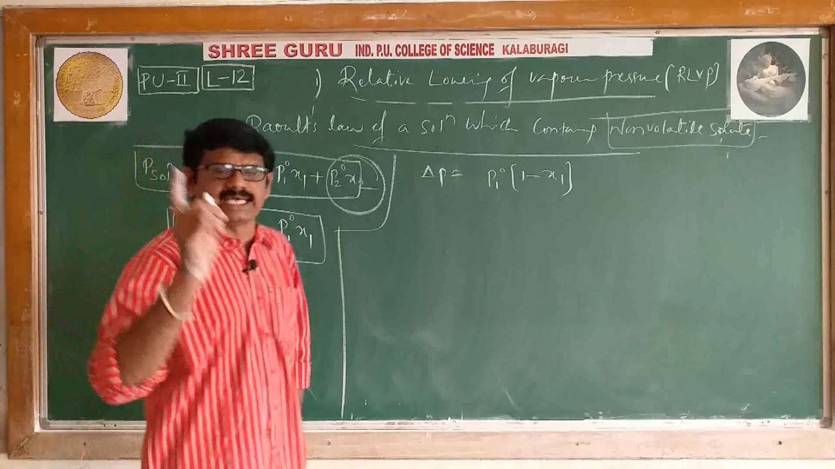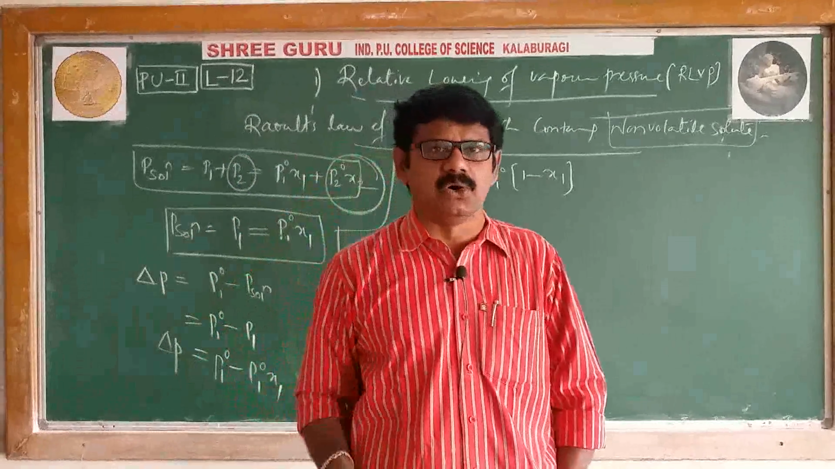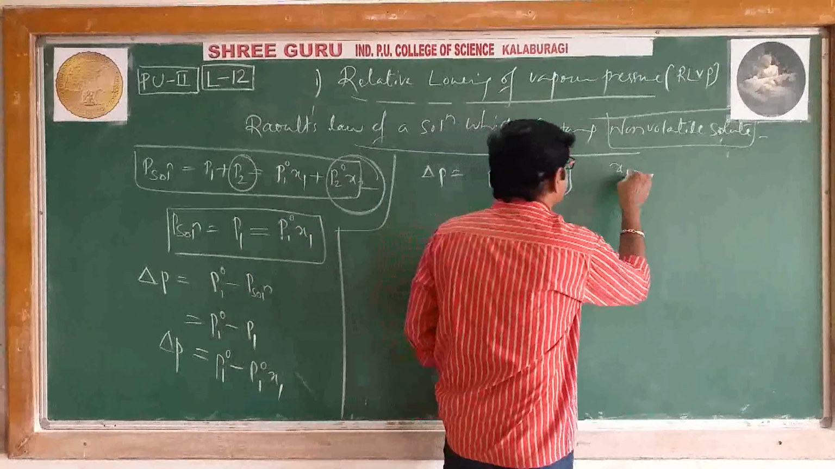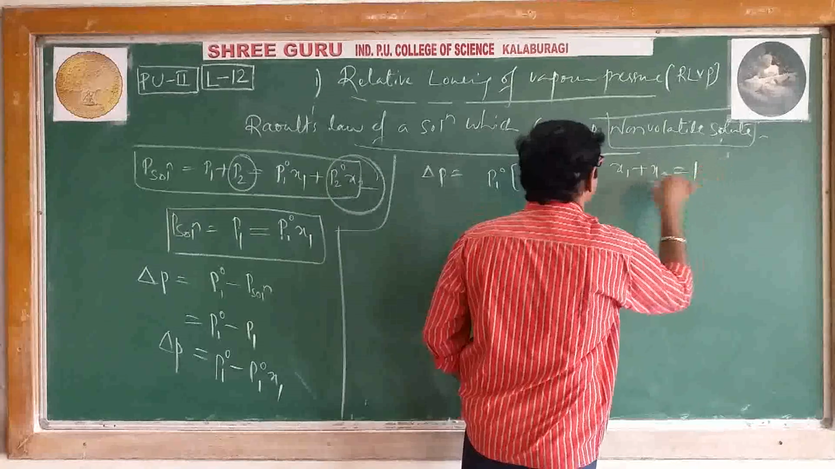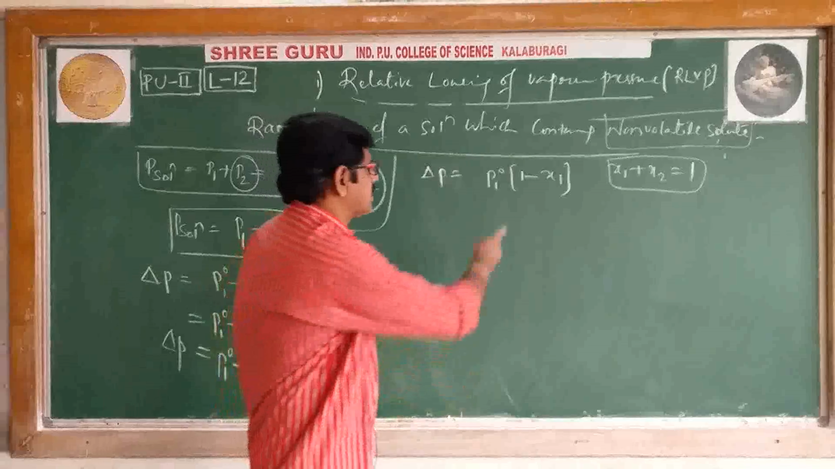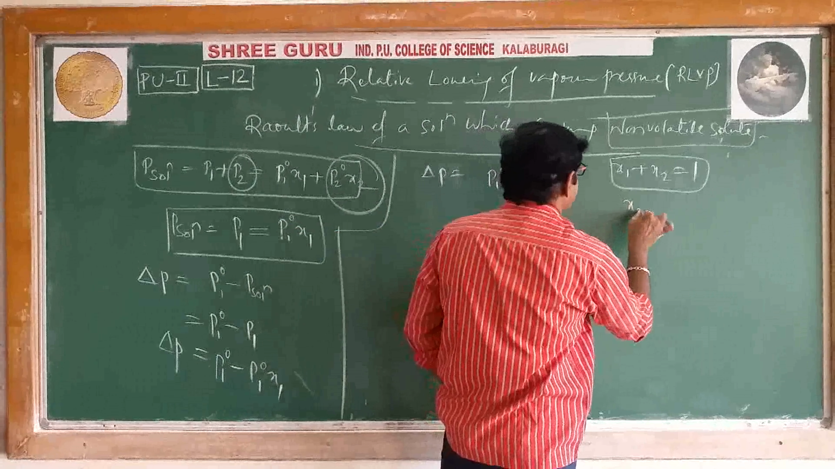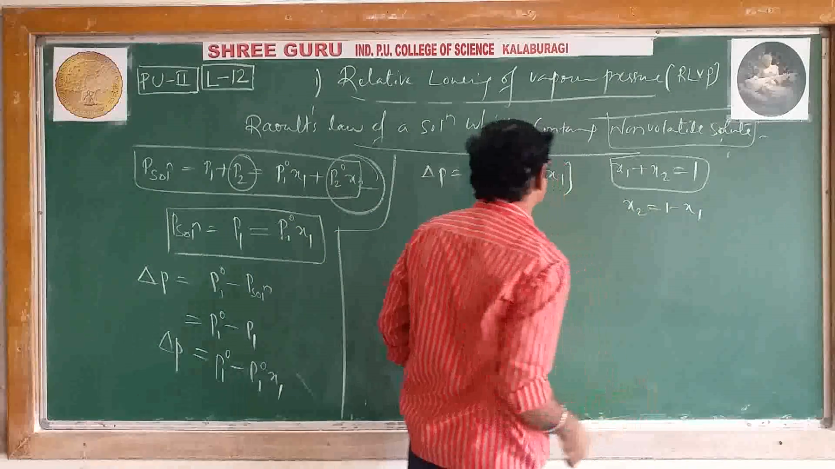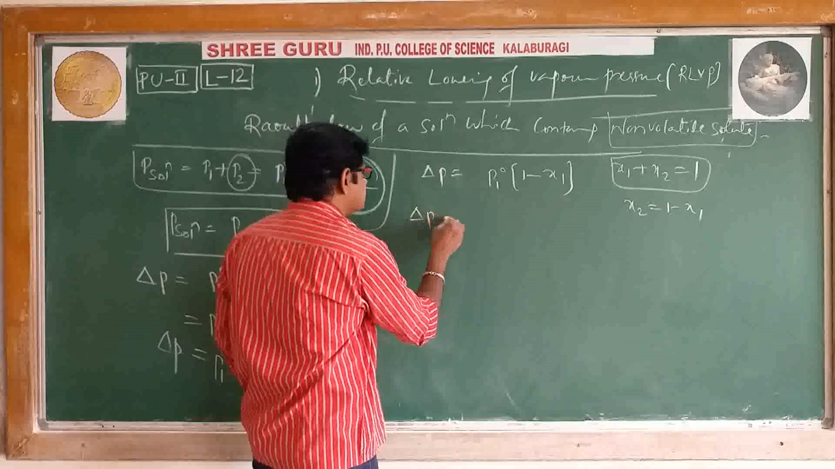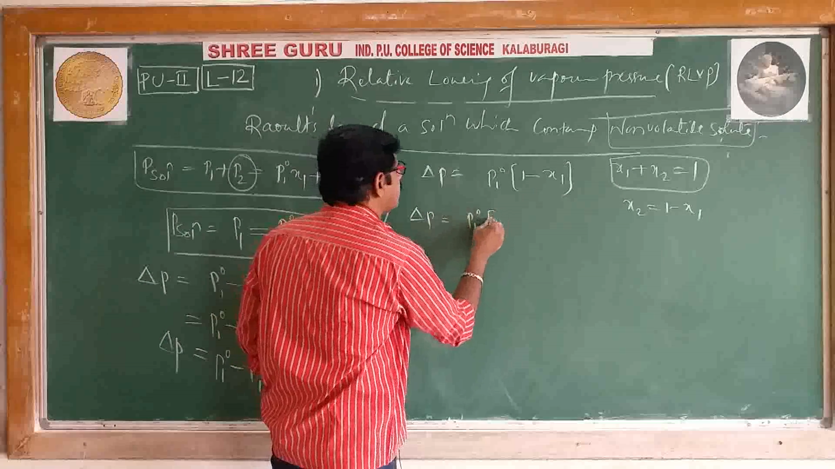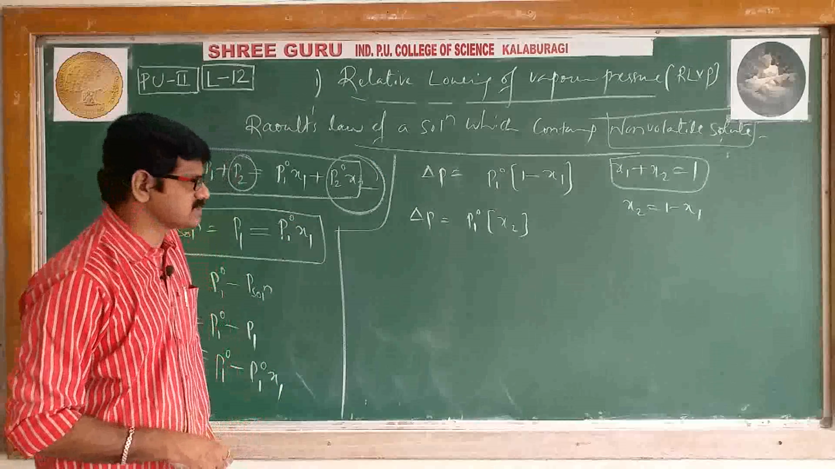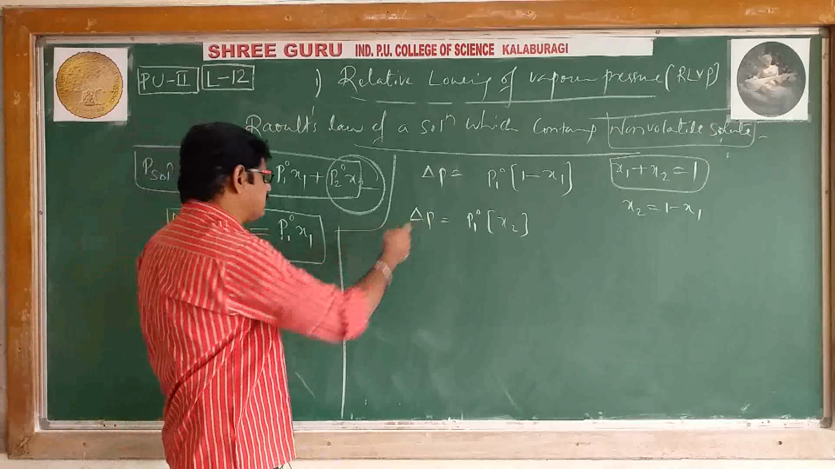Then already known to you, x1 plus x2 equal to 1, because the sum of mole fractions of all the components equals 1. From that formula, 1 minus x1 equals x2. Therefore, I will substitute x2. Delta P is equals to P1 naught into x2.